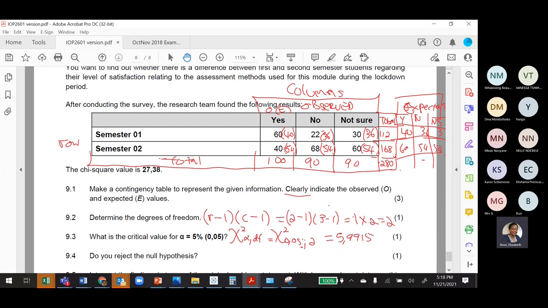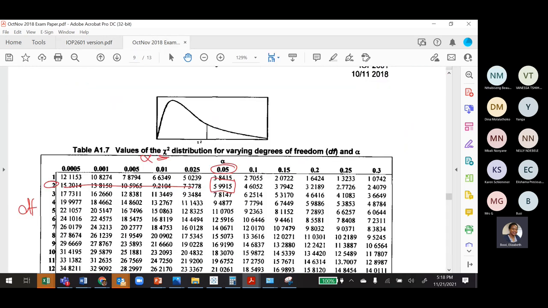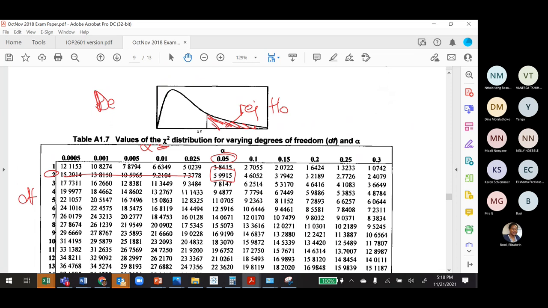And then the last portion, the last two questions. Do we reject the null hypothesis? Similar to the chi-squared, the graph is there for you to use. Anything that falls here, we reject the null hypothesis. This should help with the decision rule.